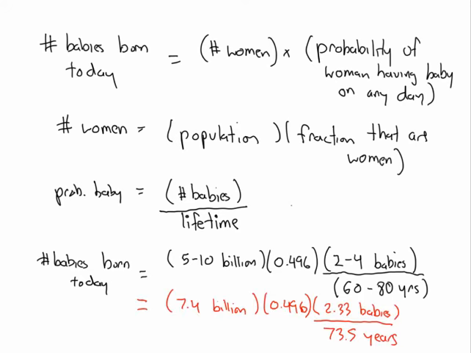Or, if I put in the numbers that I looked up on Google, then what I find is the number of babies born today is about 7.4 billion times 0.496 times 2.33 babies divided by 73.5 years. Because 7.4 billion is the human population, 2.33 is the average number of babies that a woman has, and 73.5 is the average life expectancy of a woman. And these are all numbers averaged across the entire world, so it includes populations in all countries.